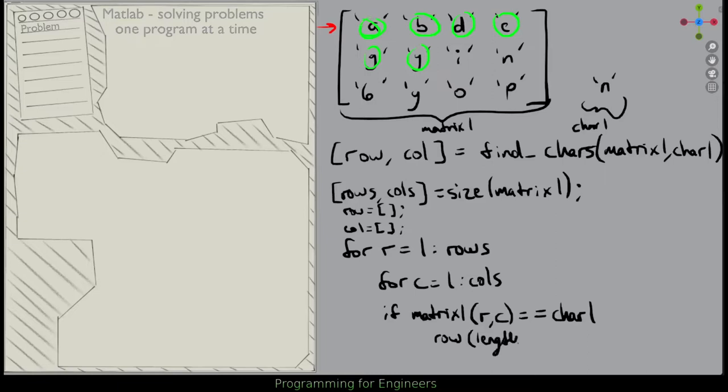length of row plus 1. So row will just be a vector that I made. It won't be a matrix. So I'll just see how long it is. Right now it's 0. So length of row will be 0. And I add 1. So the first position in it will be R, because I found a character that matched. So put it into my row. And of course, I can do the same with col. Length of row and column will be the same, but I'll just specify col add 1, and this equals C.